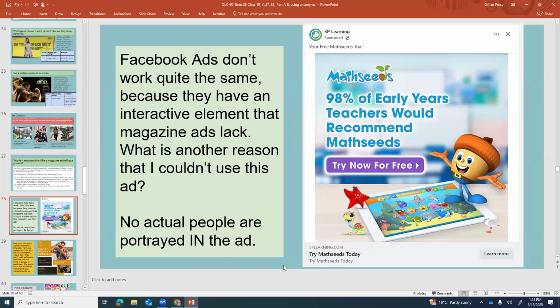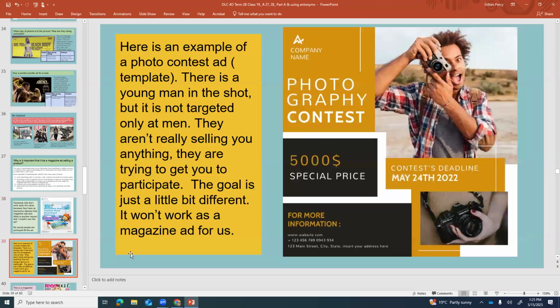Now, the reason why I'm saying magazine as compared to Facebook, for example, is Facebook ads often don't work quite the same way because they will often have an interactive element where you kind of click here and you'll go to another page and there will be more information. And because of that, they create their ads very differently than older fashioned magazine ads. So some of what I'm talking about won't quite work there. In this particular ad, you also couldn't use it because there's no person there. There's a cute little acorn character, and it's targeted towards children, but there's no actual child in this ad, so you could not use it for our purposes.